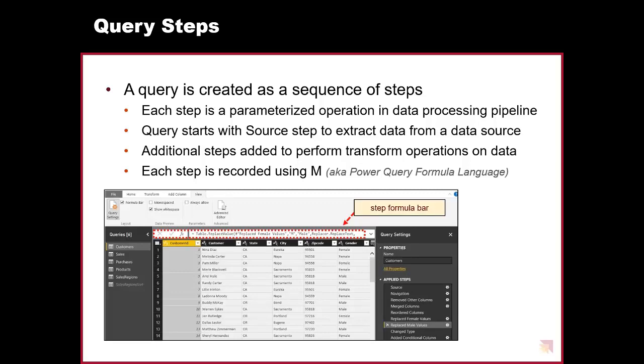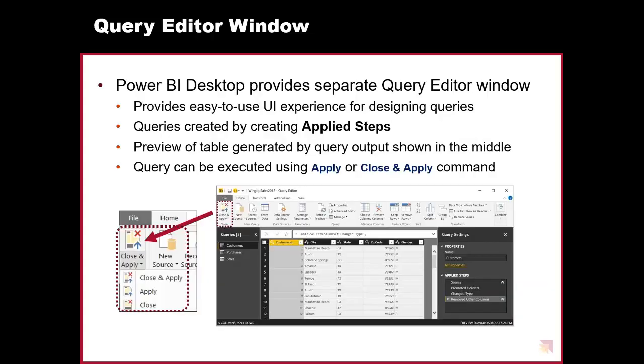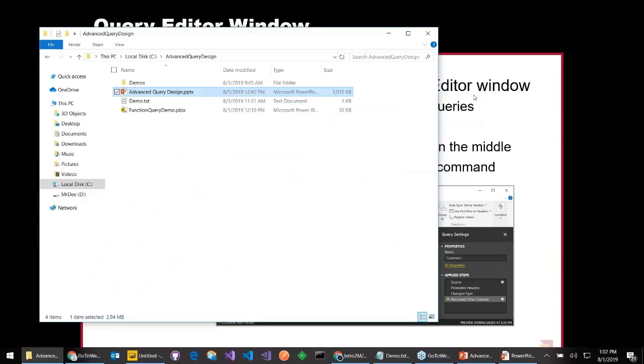Now, there's a step formula bar. So one of the things we're able to do is take a look at the M code as we're writing it. Also, I can see the steps over there on the right. Now, let's go ahead and create a project.